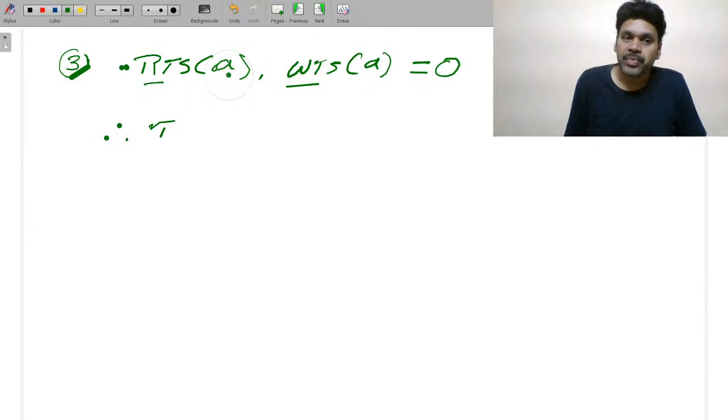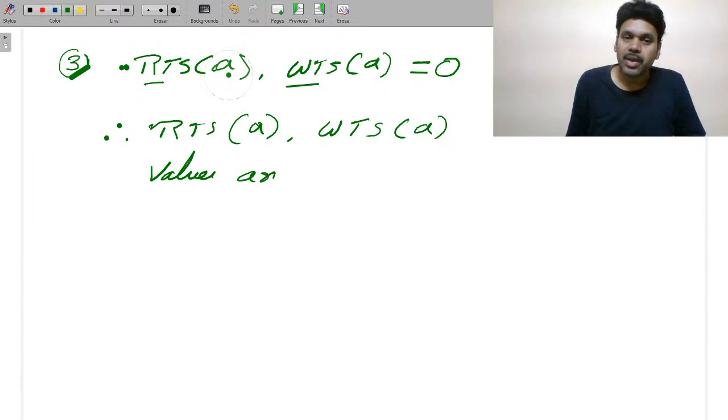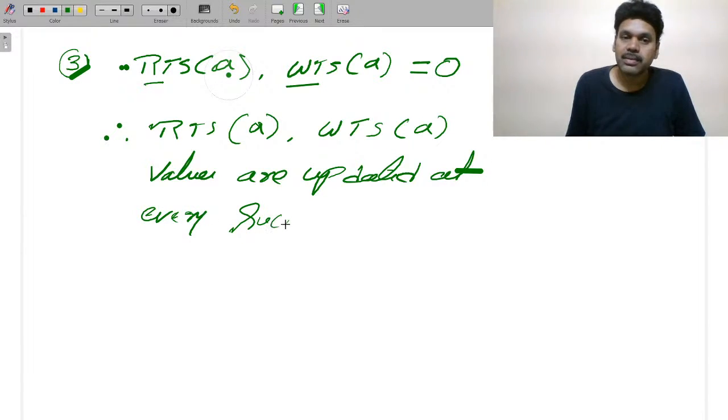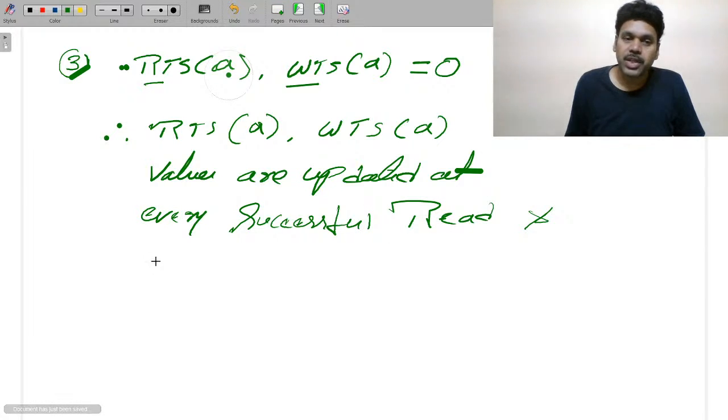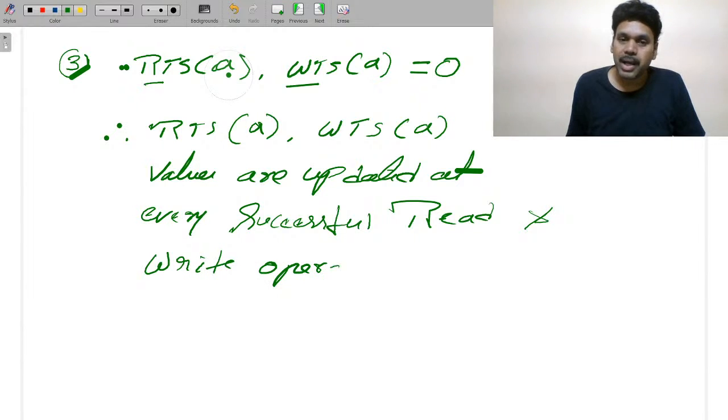So therefore this RTS on object A, or any kind of object you can take, and WTS of A values are updated at every successful read and write operation. This is a mandatory point.